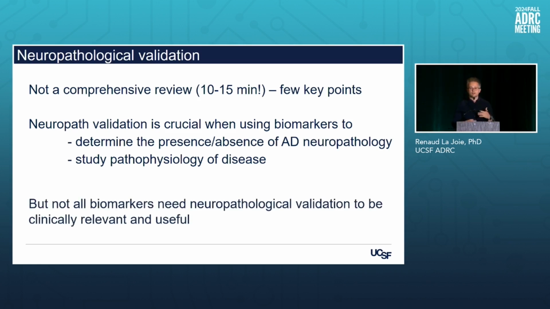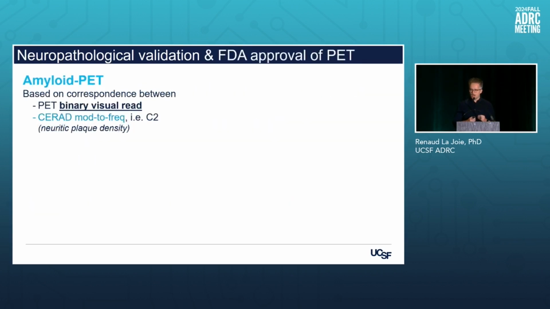I also want to acknowledge that not all biomarker data needs to be neuropath validated. Biomarkers can be useful and clinically relevant for prognosis, regardless of their neuropathological underpinnings. I will talk about the previous validation of PET imaging. Again, my little bias as a neuroimager.